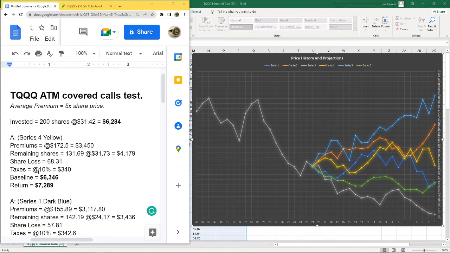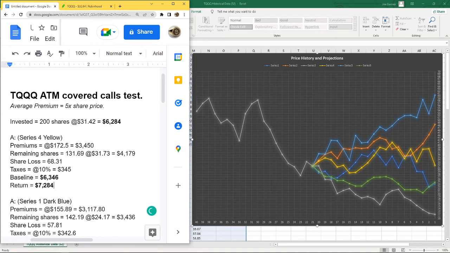$4,179. Taxes at 10%. That's a low tax rate for earned income for people who make less than $50,000 a year. If you're doing this for yourself, you've got to make sure this number reflects what your tax rate would be. But 10% of that premium would be $34. I actually wrote that down wrong, but whatever. $345. That's going to make that return a bit smaller.